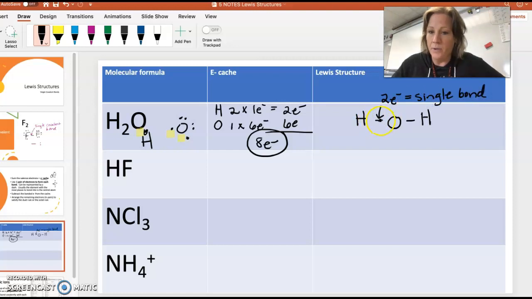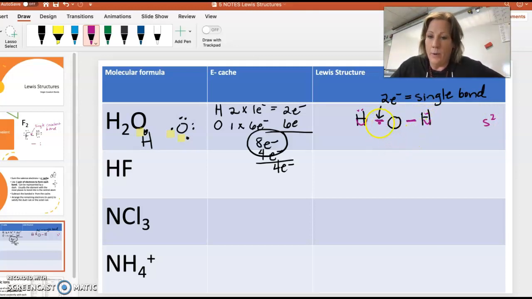So I used a total of 4 electrons. I take my cache, 8, and subtract the 4 that I used, so I have 4 electrons left over. At this point, the hydrogen over here has 2 valence electrons, and this hydrogen over here has 2. That's okay. Hydrogen is really small, so a duet, or 2 valence electrons, gives it a full s2 like helium. That's good.